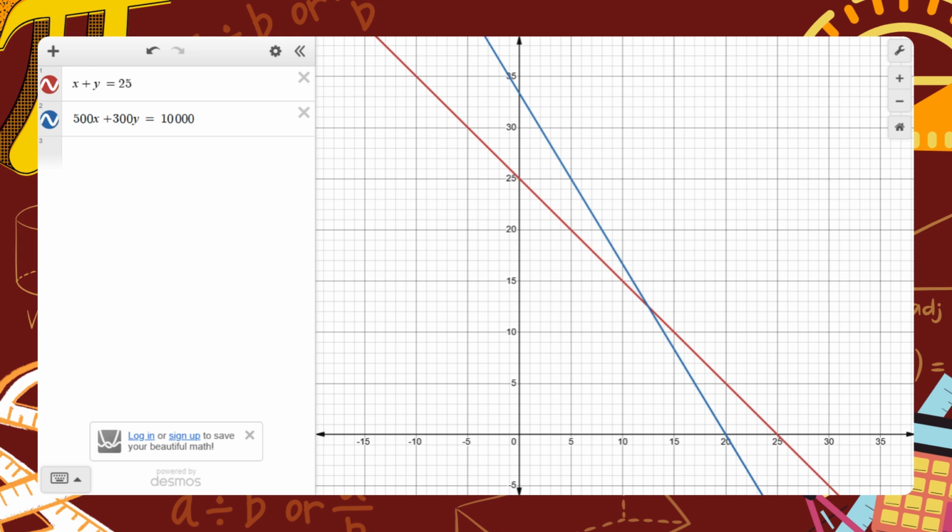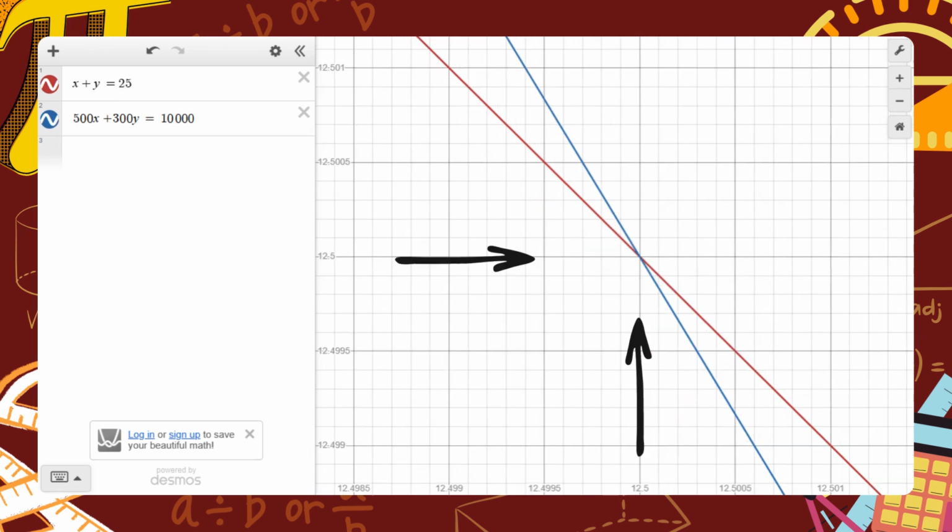So here it is. The blue line is the first equation and the red is for the second equation. And for the intersection point, we have 12.5 and 12.5. But wait, does that make sense? Can we sell half a ticket? This tells us that while a math solution is here, we must always interpret results in the real world. But today, we will focus more on the geometry. The intersection is the solution.